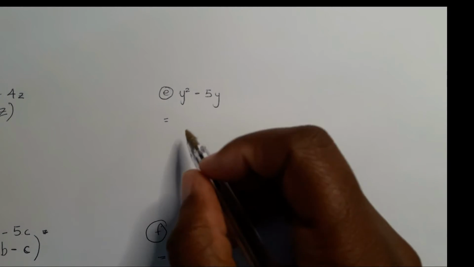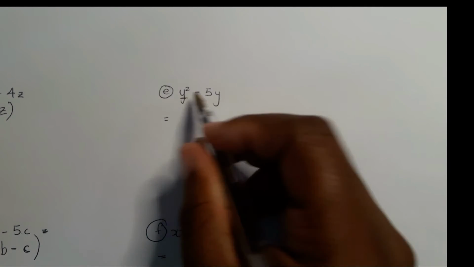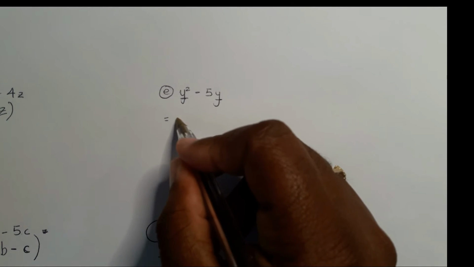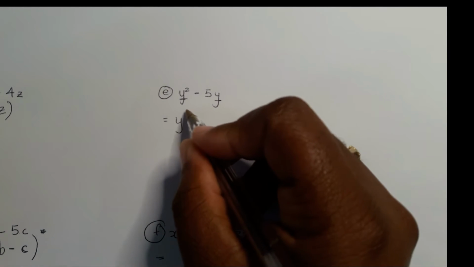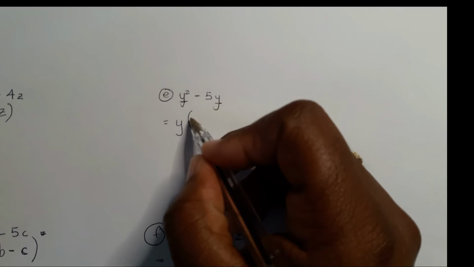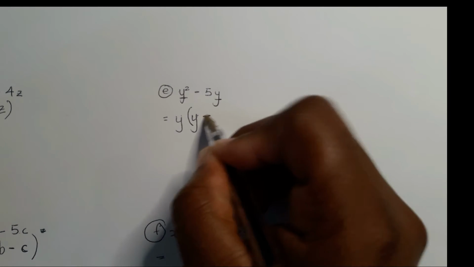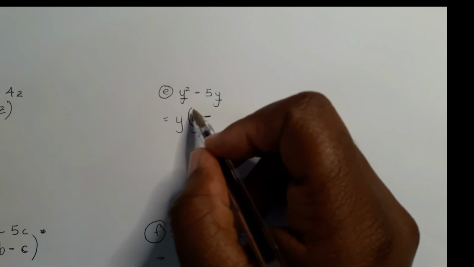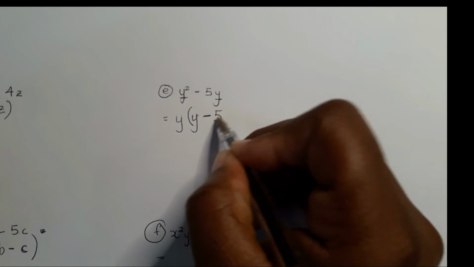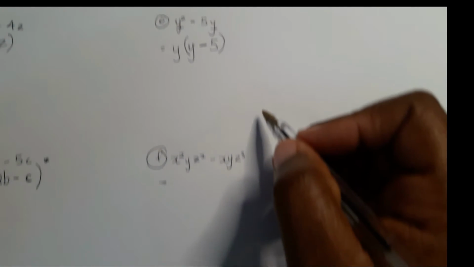Great. What's common here? The y. So you take the y out, and we know that to get y squared you need another y. So y times y will give you y squared. Put the negative sign, and what will give you 5y? Exactly. Put back the 5.